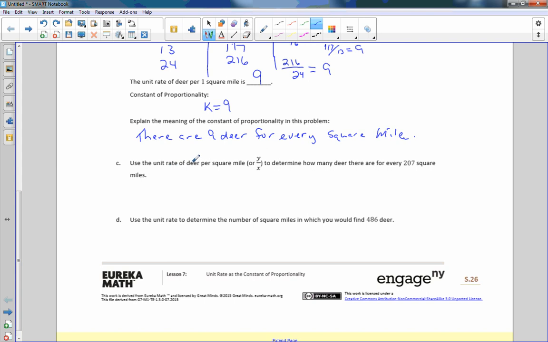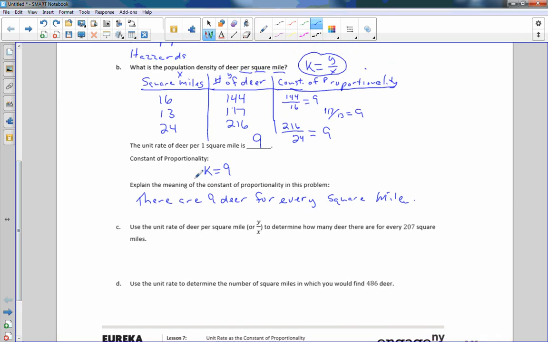C says use the unit rate of deer per square mile, or y over x, to determine how many deer there are for every 207 square miles. So what they're saying now is you have 207 square miles. That is going to be our x. Use the unit rate, k, which equals 9. So if we say k equals y divided by x, that's our equation, and we know x is 207 and k is 9, then we can say 9, replacing k, equals y divided by x, and x is 207 square miles.